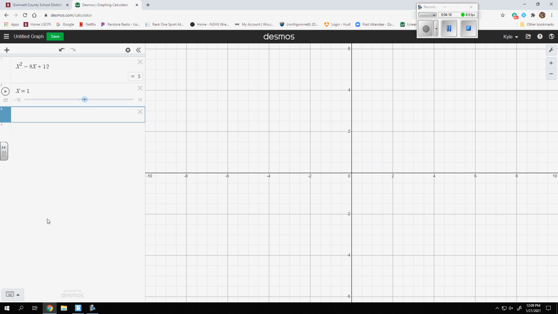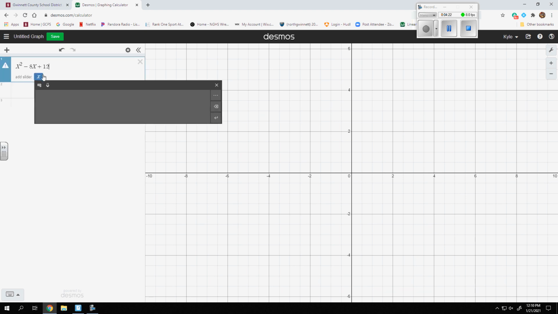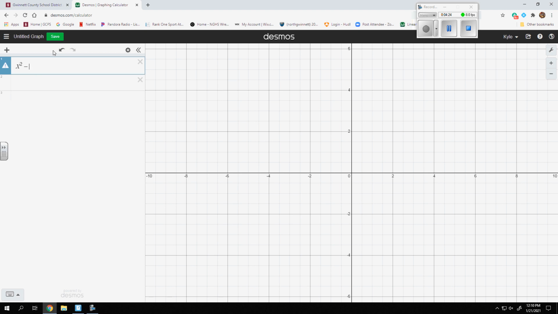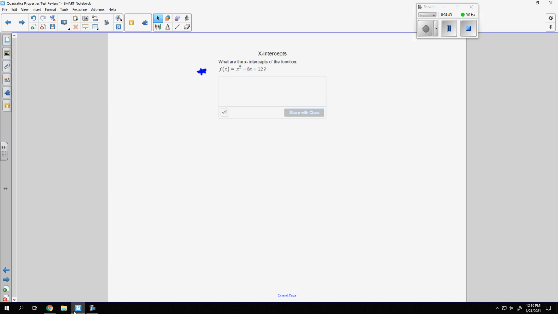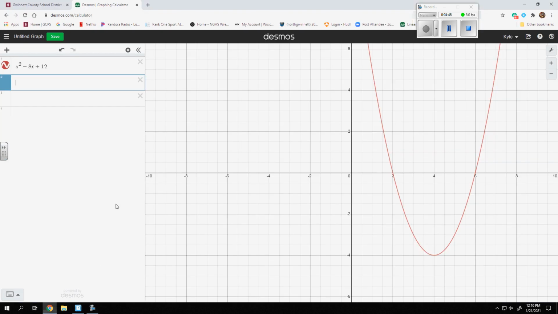I had my caps lock on, which wanted to change what was up. And so x squared minus 8x plus 12 should be graphed. Make sure I do have the right numbers. Minus 8x plus 12.